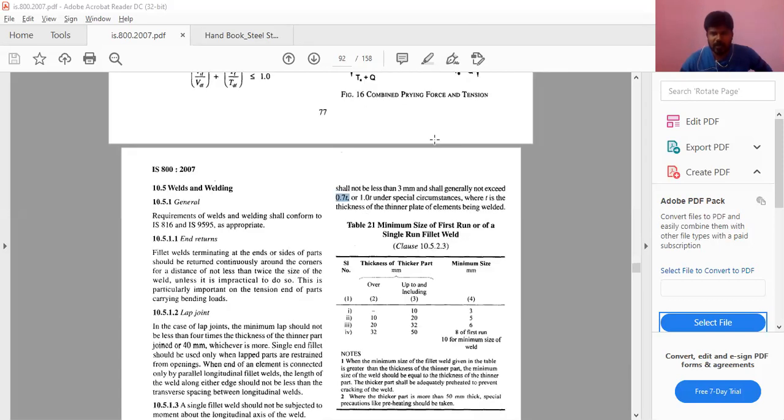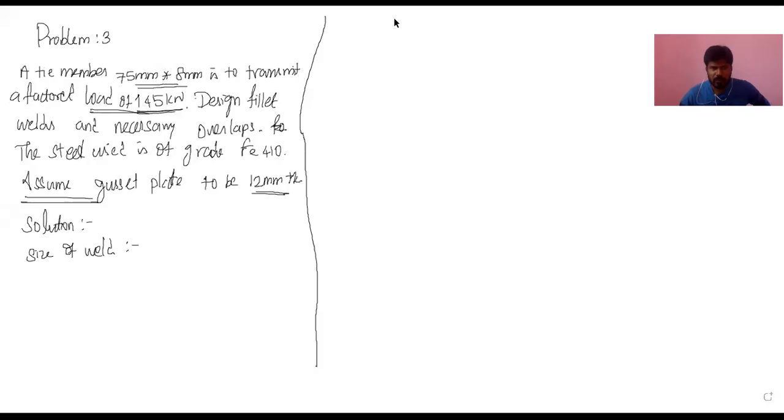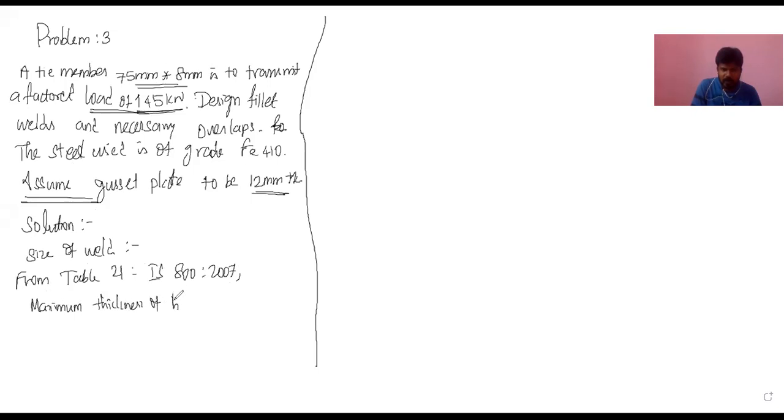So from Table 21 of IS 800:2007, the maximum thickness of the thicker plate is equal to 12 mm. So for the minimum size, for a 10 to 20 mm plate, the size of weld is equal to 5 mm. This is from Table 21. Okay, now let us move on to the problem.